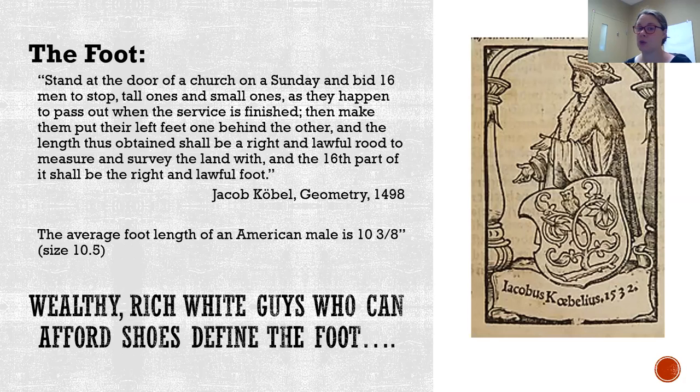Then have them put their left feet one behind the other, and thus obtained shall be the right and lawful rod to measure and survey the land with, and the 16th part of it shall be the right and lawful foot. So we take 16 people, line them up, and you'd measure their feet length. Now, unfortunately, it says the first 16 people to stop as they come out of the church. Well, typically, guess who would have gone first? It would have been your elite.